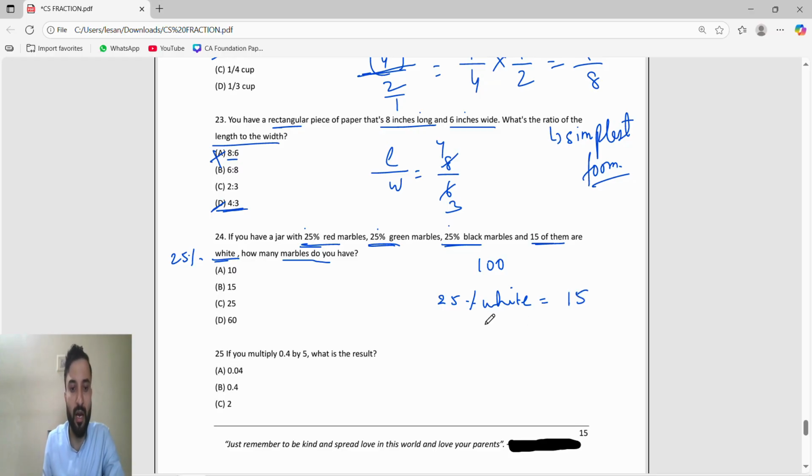So what you have to do, they asked how many marbles do you have. So 25 by 100 into the number of marbles we have equals 15. Very simple guys, we will do this. It will become 0.25 into x equals 15. So x will be what?